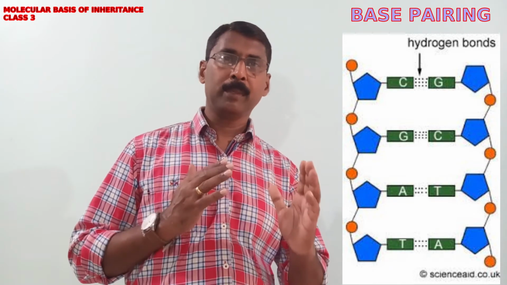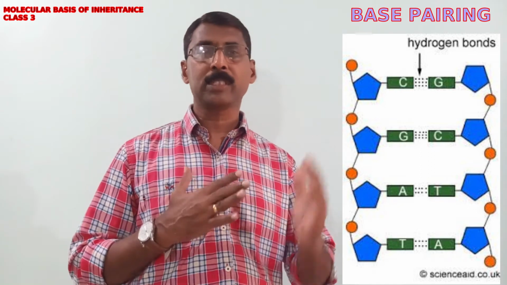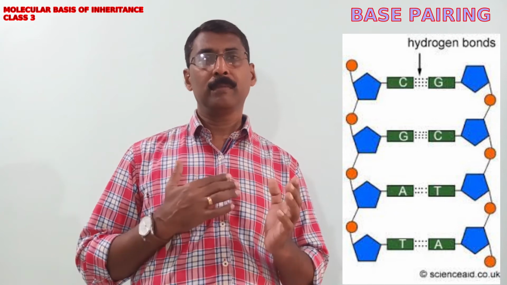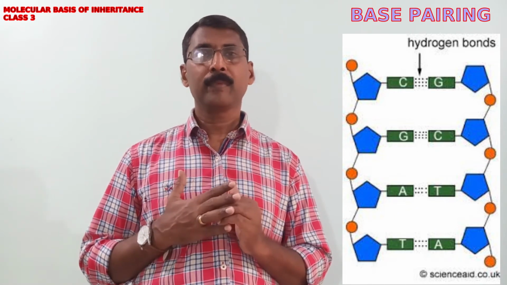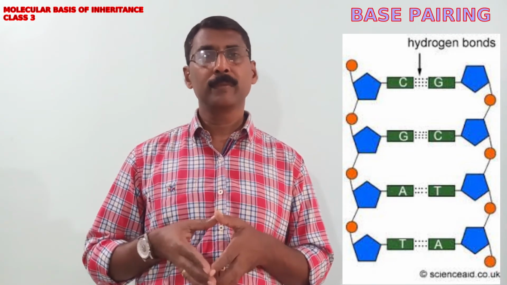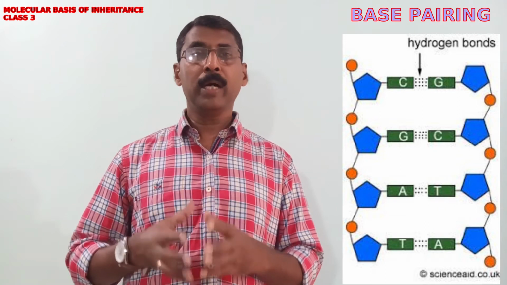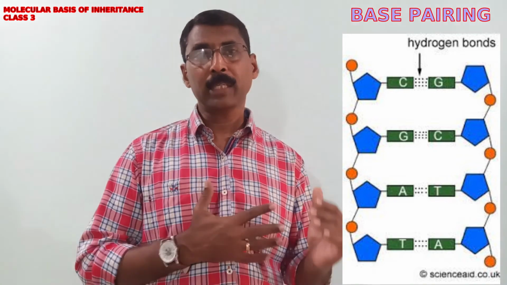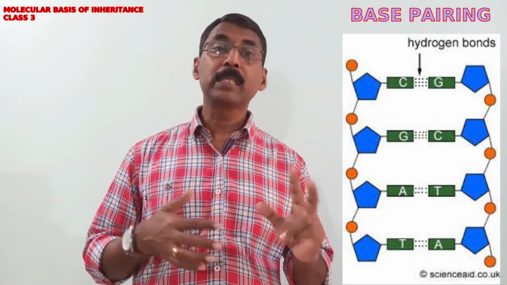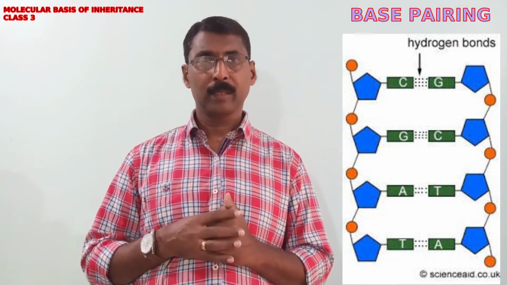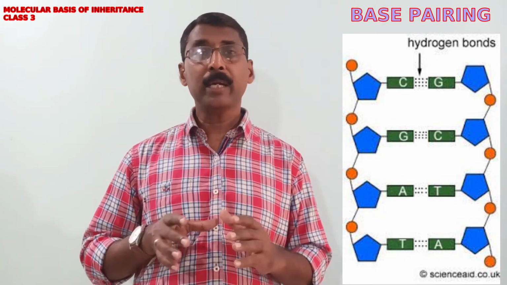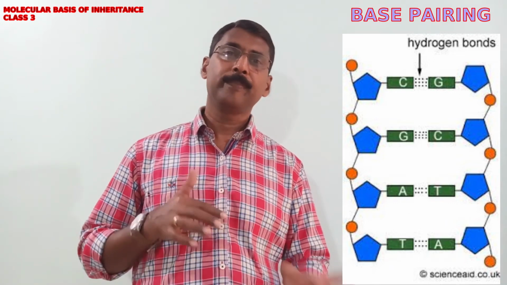Between adenine of one strand and thymine of the opposite strand, two hydrogen bonds are present, or they are paired by two hydrogen bonds, whereas guanine pairs with the cytosine, or is bonded with the cytosine, by means of three hydrogen bonds. So you can see two hydrogen bonds between adenine and thymine and three hydrogen bonds between guanine and cytosine.